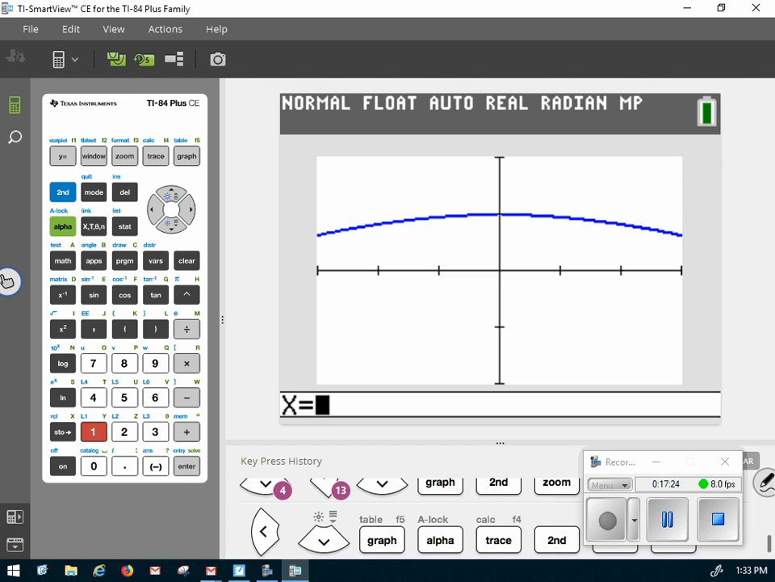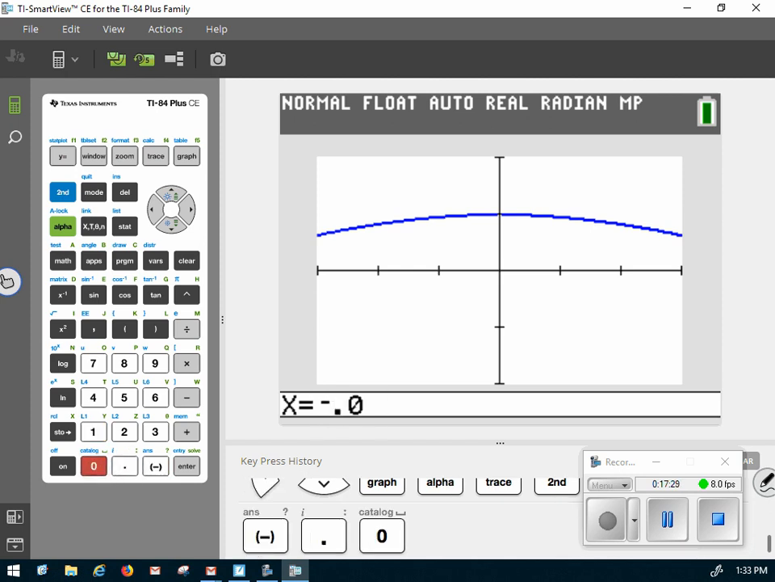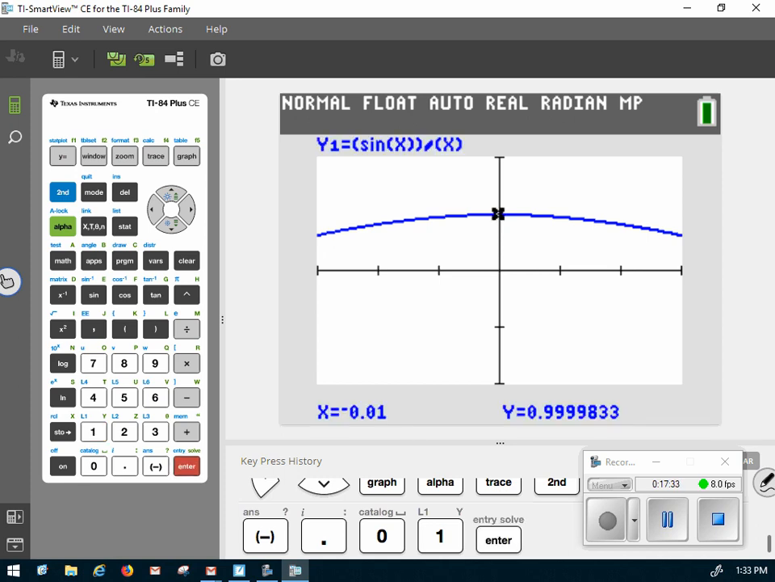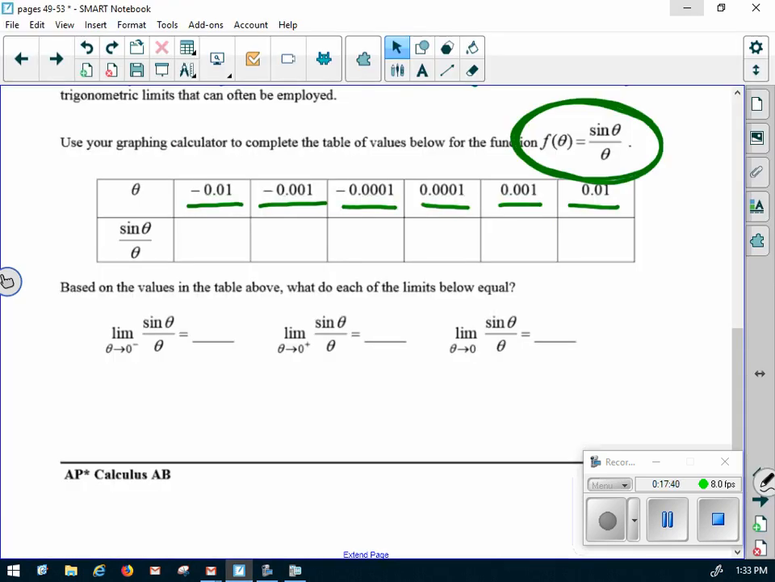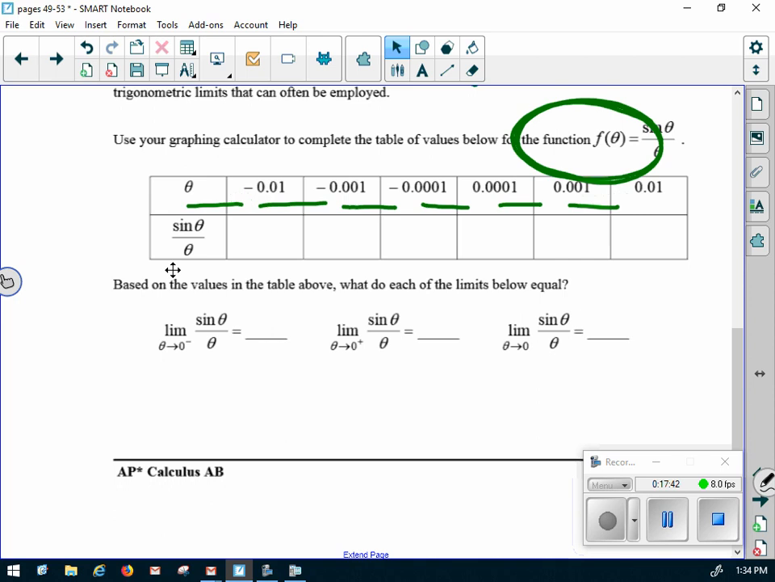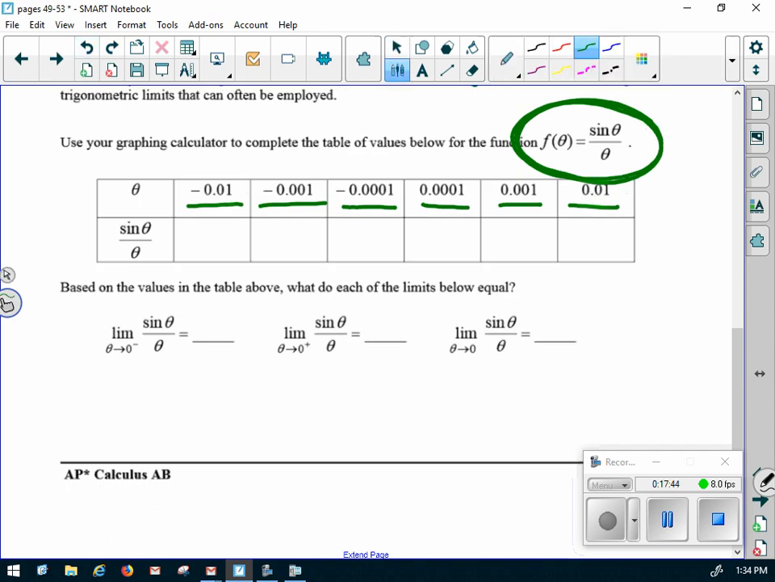Now, the one on the farthest to the left is negative 0.01. Type that in. I want you to write that number here. How many 9s were there? 4. 1, 2, 3, 4, and then 8, 3 or something?